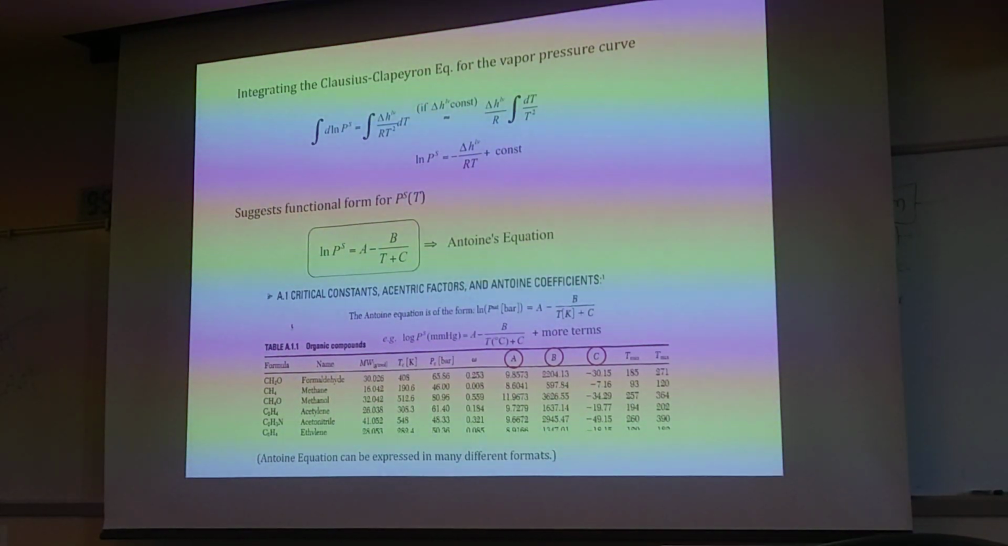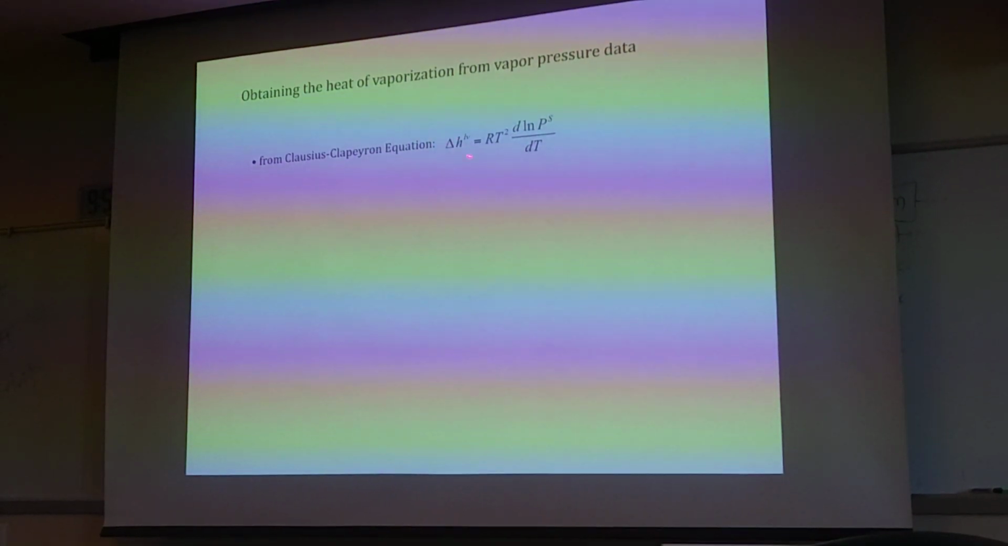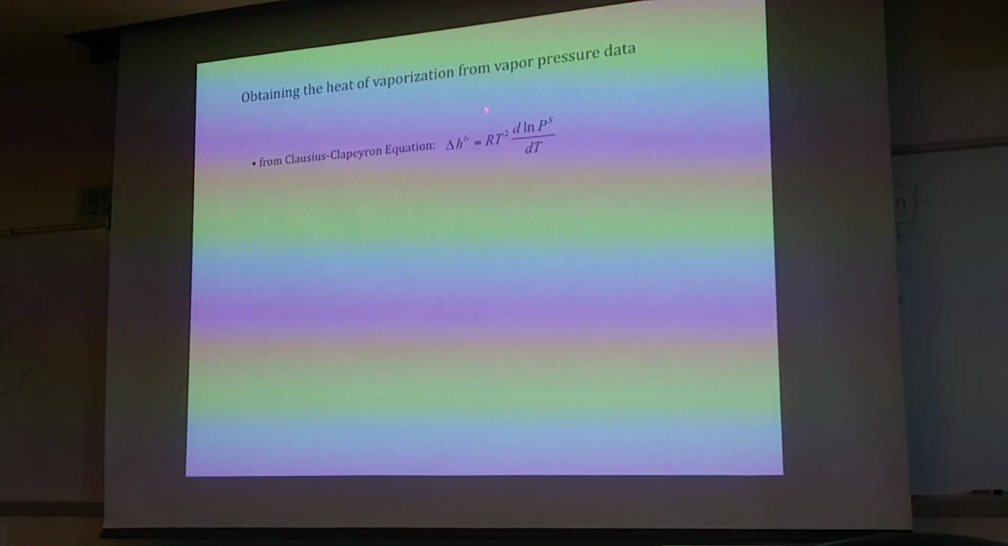So everyone understand Antoine's equation and how we might use it? But it contains more information than you might think, because we can flip it around and use it to calculate the heat of vaporization. So this is just turning it around. If I turn around the Clausius-Clapeyron equation to be explicit for the heat of vaporization, I see that if I have knowledge of the vapor pressure dependence on temperature, I can use that to extract the heat of vaporization.